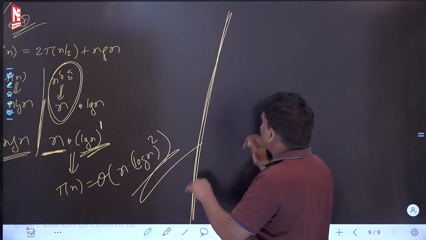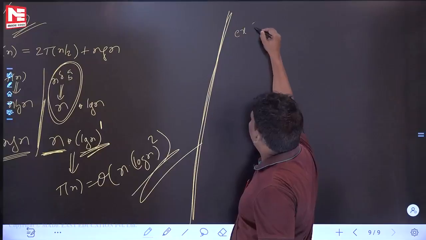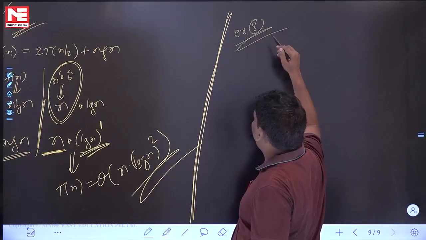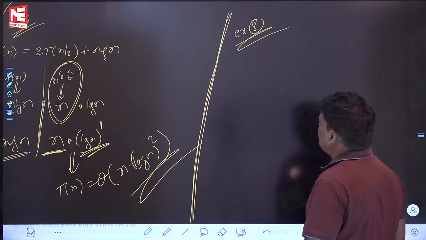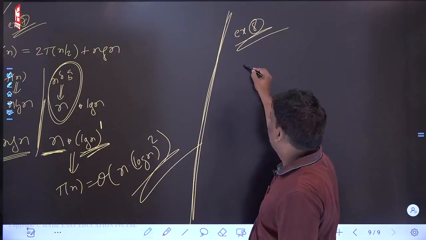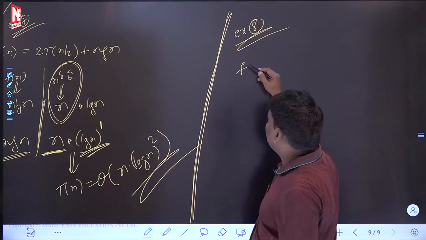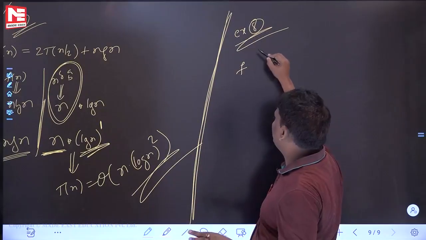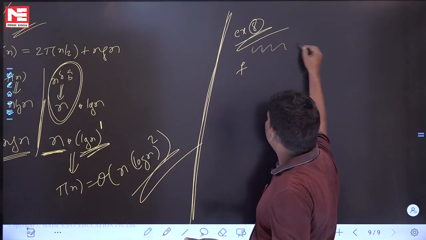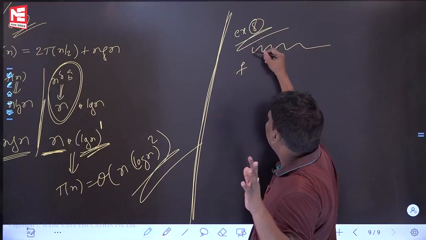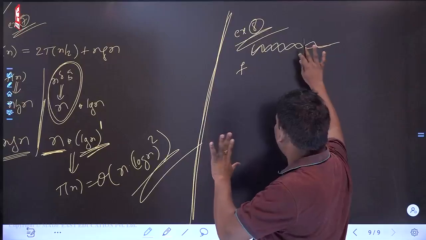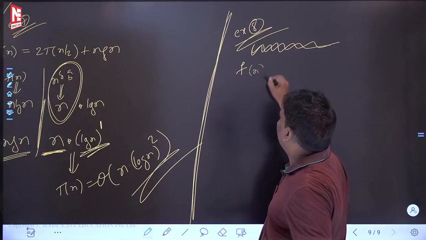See the example 8 now. It may trouble you, please listen to this also. Example 8, see this one. I am writing the necessary things. There is some recurrence relation. Assume that there is some recurrence relation. In this recurrence relation, let me write Fn.